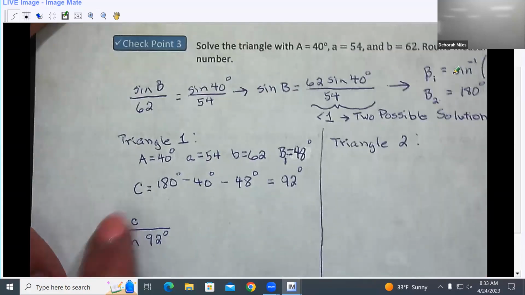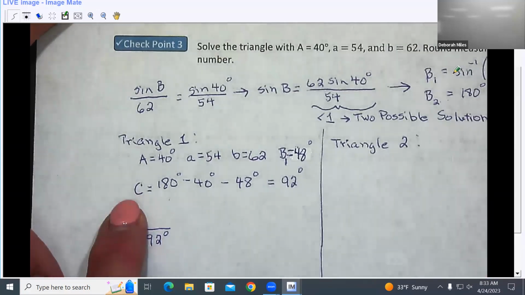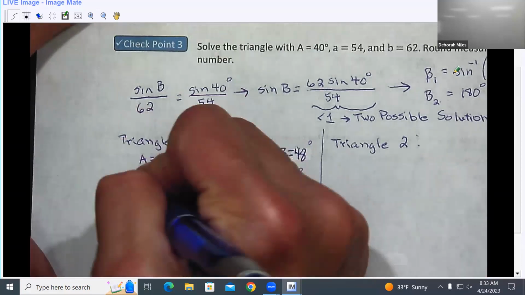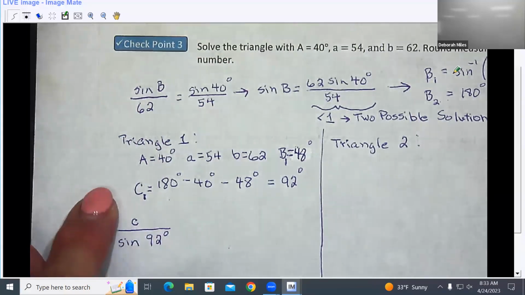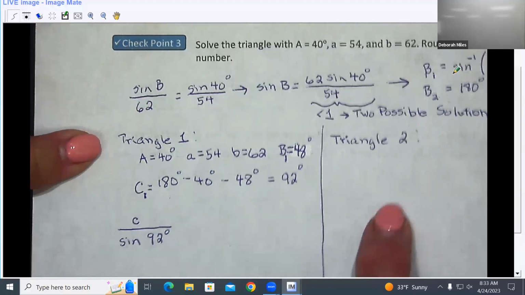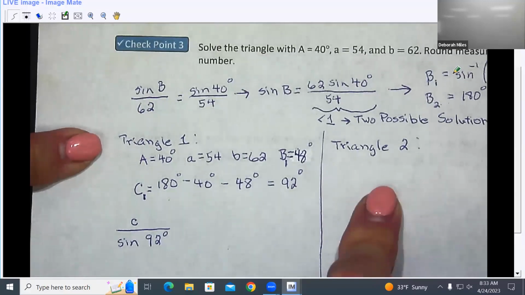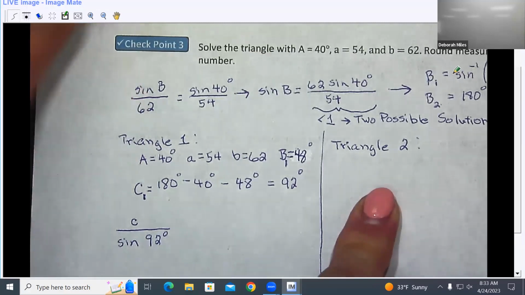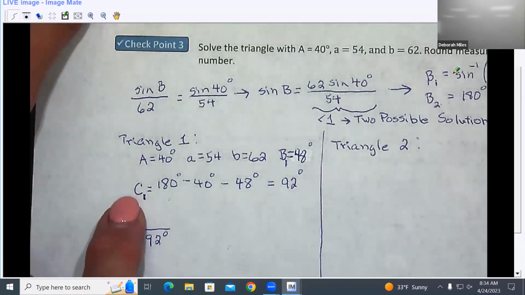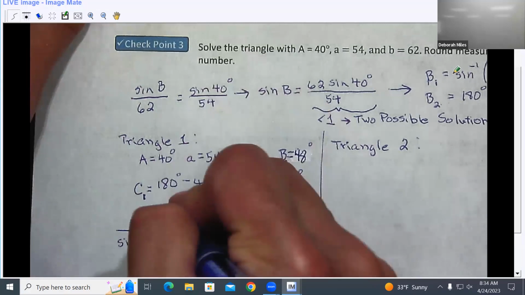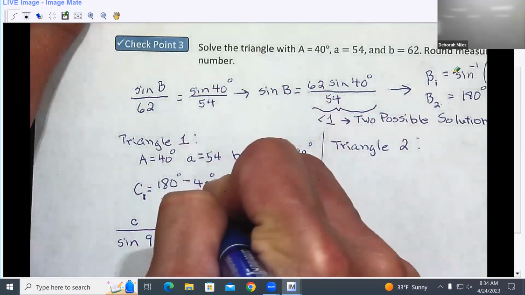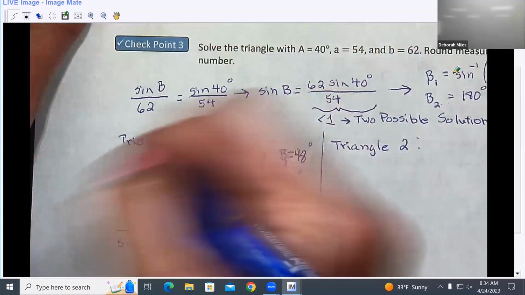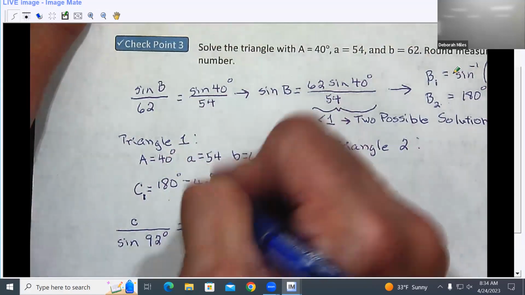And by the way, this angle that I just found, that 92 degrees, I'm going to call it C1 because it's the angle in the first triangle. I may end up with a side C2 in the right-hand column. All right, side C over sine of 92 degrees equals sine. I'm going to use what I found rather than what I was given rather than what I rounded.